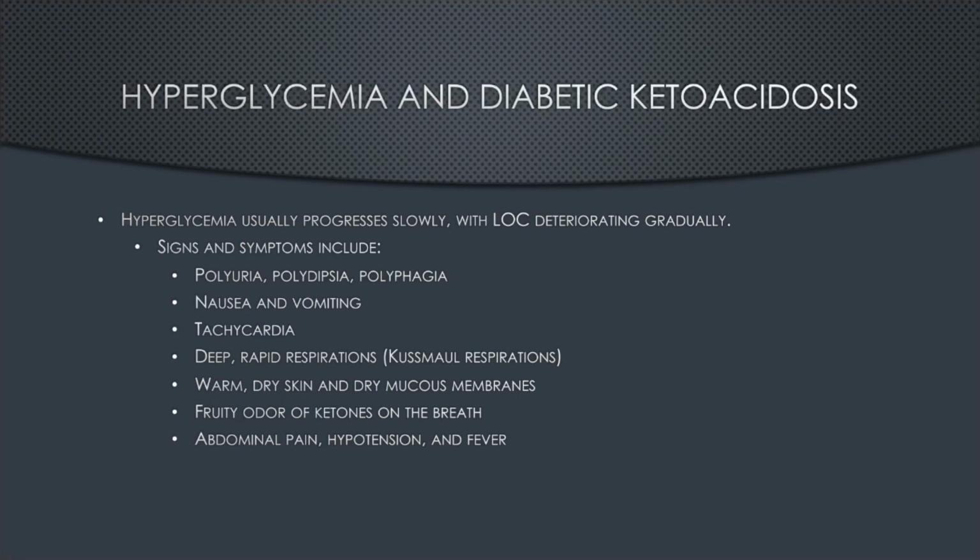Also polyuria, polydipsia, polyphagia, the thirst, the sweating, the hunger, nausea and vomiting, tachycardia, deep, rapid respirations, warm, dry skin, dry mucous membranes, fruity odor of ketones on the breath. However, not everybody can smell the ketones. That's a certain gene that you must have to be able to smell it. So it's supposed to be an acetone smell. However, I've been in the room with 3 other nurses and only one nurse could actually smell the ketones in a DKA patient. Abdominal pain, hypertension, and sometimes even a fever are present on these patients.